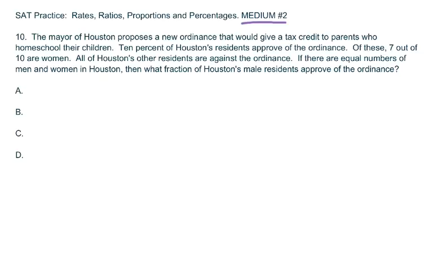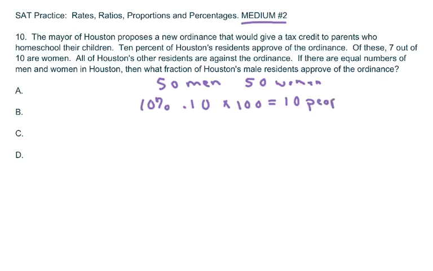If Houston has 100 people, a nice number to pick whenever a problem involves percents, then according to the question, we'd have 50 men and 50 women. Furthermore, 10% of 100, or 0.10 times 100, equals 10 people who approve the ordinance.